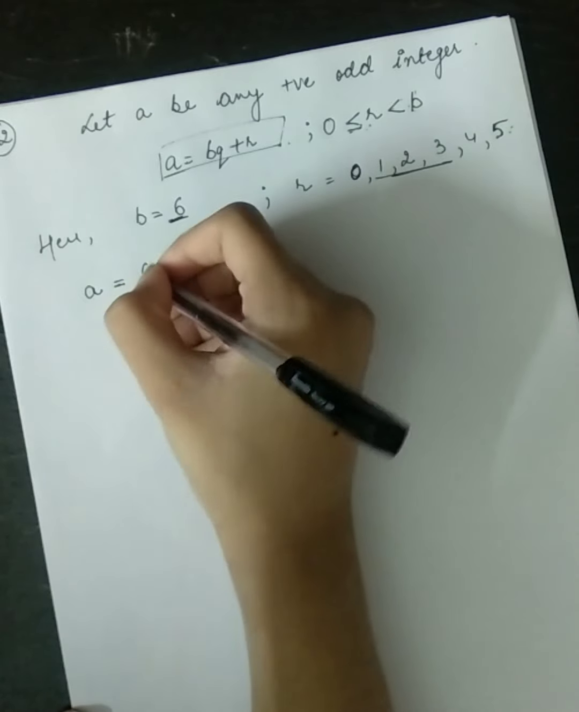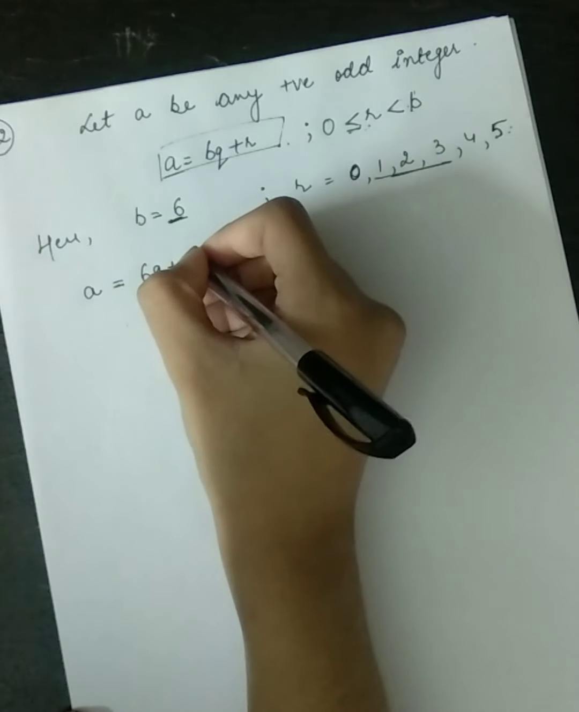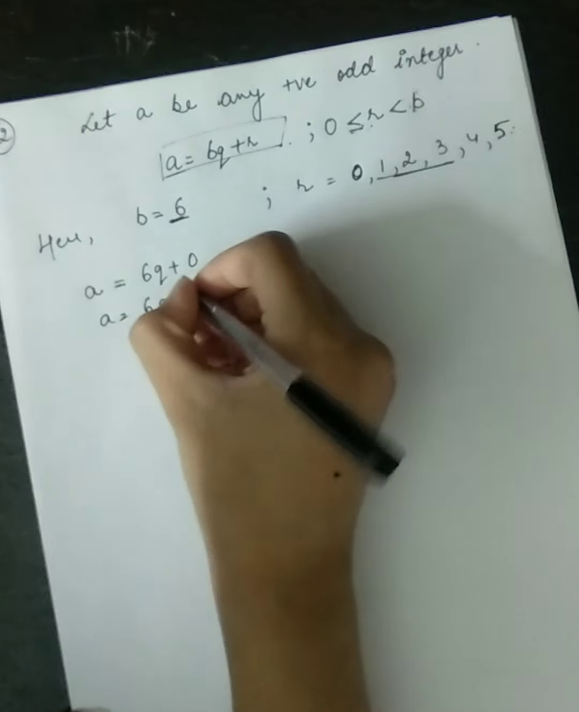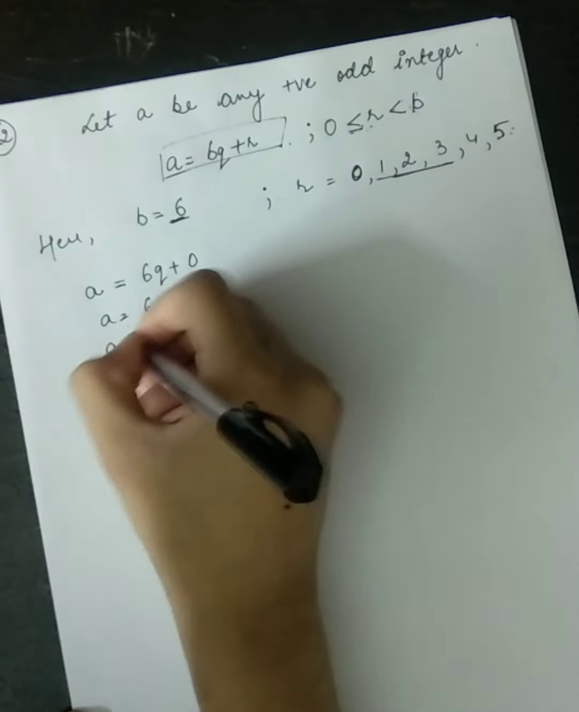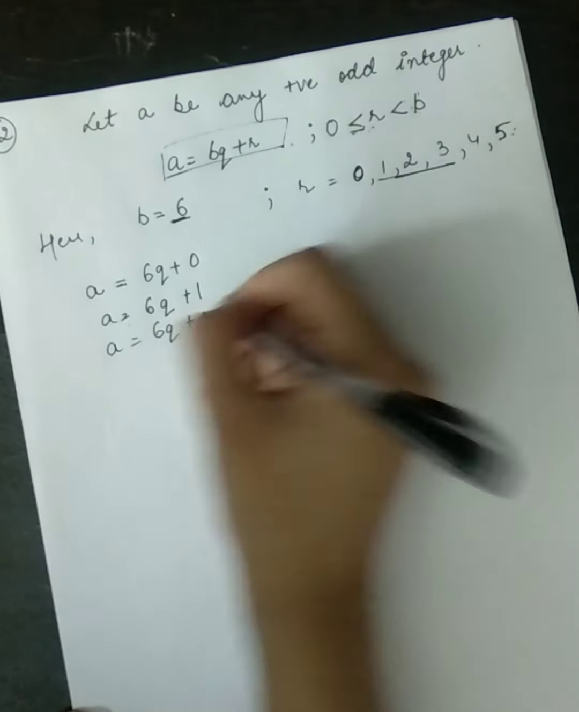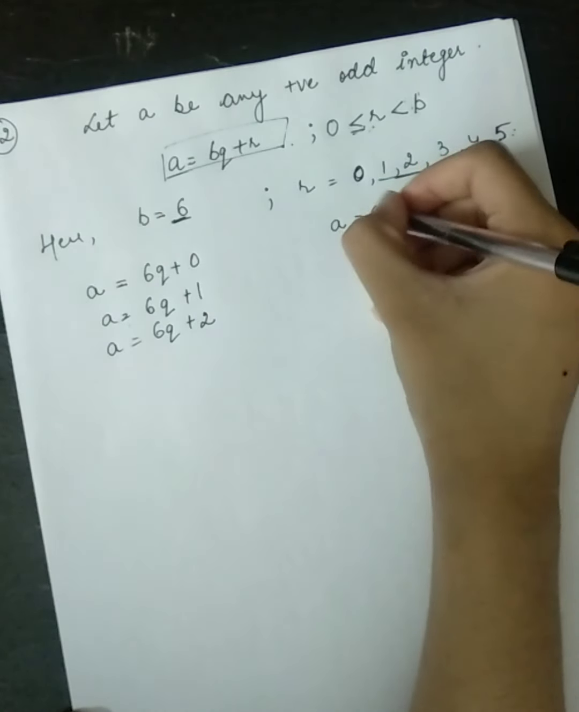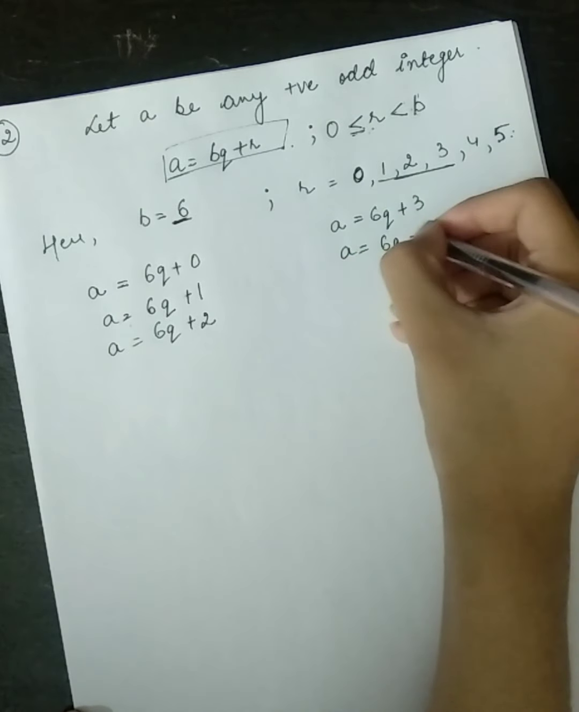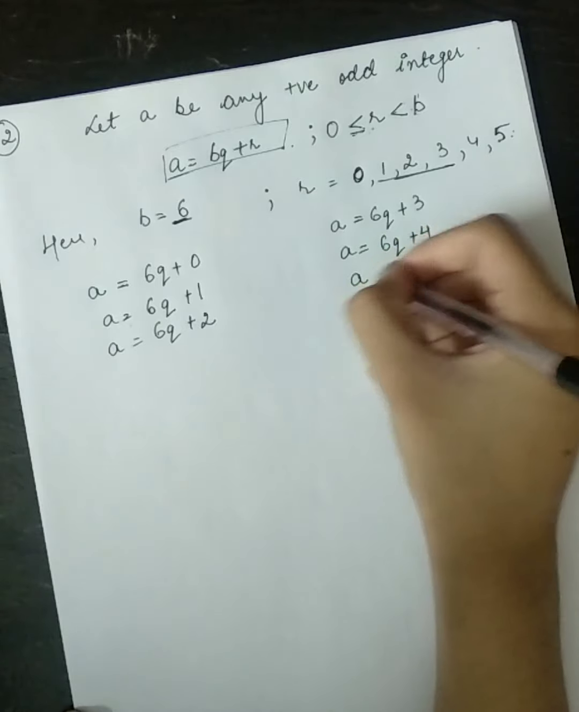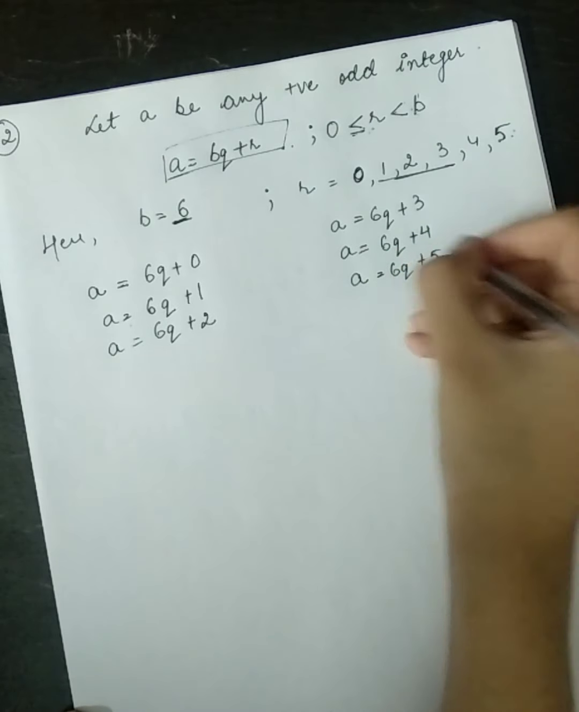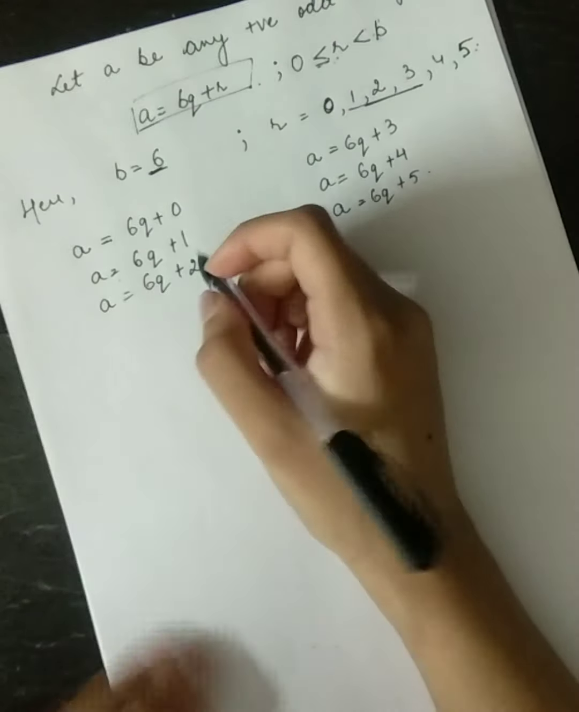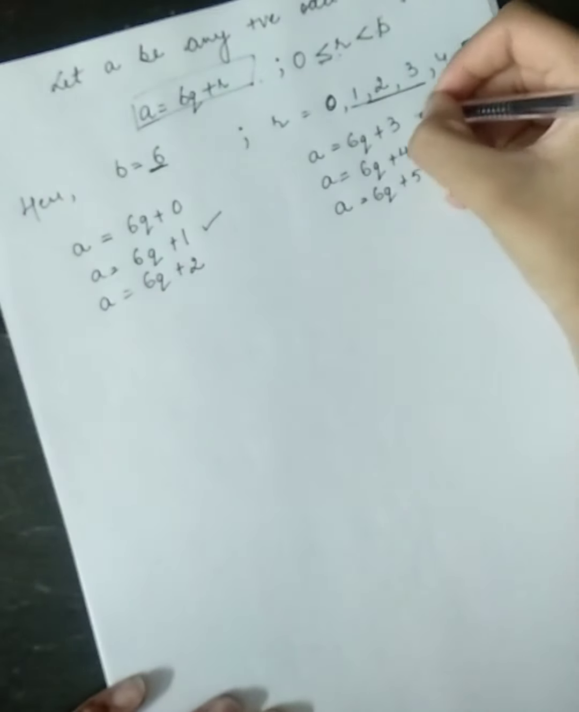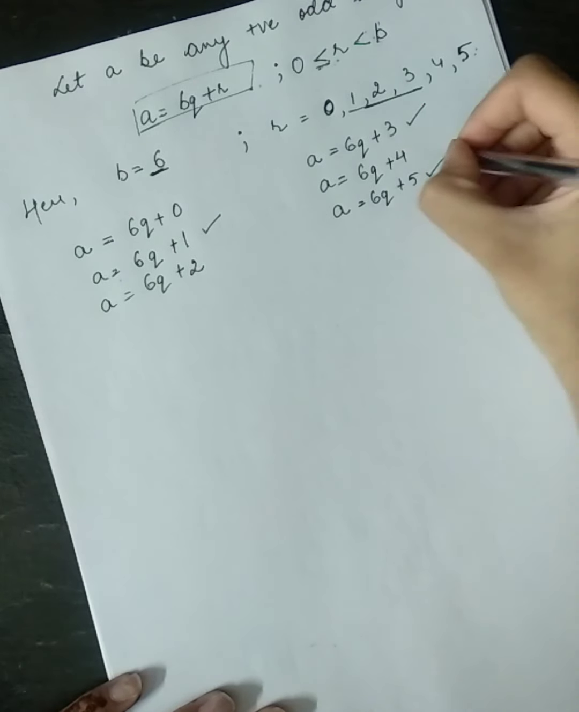Now putting the values of b and the remainder in this equation, we have a is equal to 6q plus 0, a is equal to 6q plus 1, a is equal to 6q plus 2, a is equal to 6q plus 3, a is equal to 6q plus 4 and a is equal to 6q plus 5. So as they asked in the question about the form 6q plus 1, 6q plus 3 and 6q plus 5.